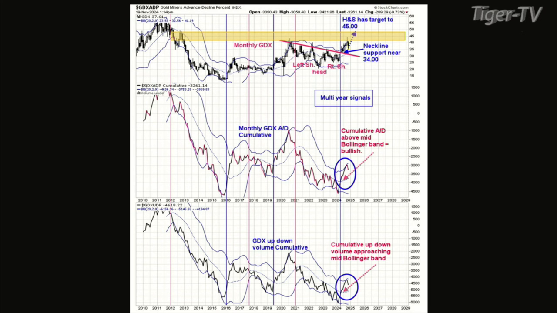So May plus 6 months is November, so we're in November. So we've got at least a year to go. Right, and maybe longer, I don't know. But as long as both those up-down volume and advance-decline indicators stay above their mid-Bollinger band, the uptrend on a longer-term basis is in force. Fantastic.